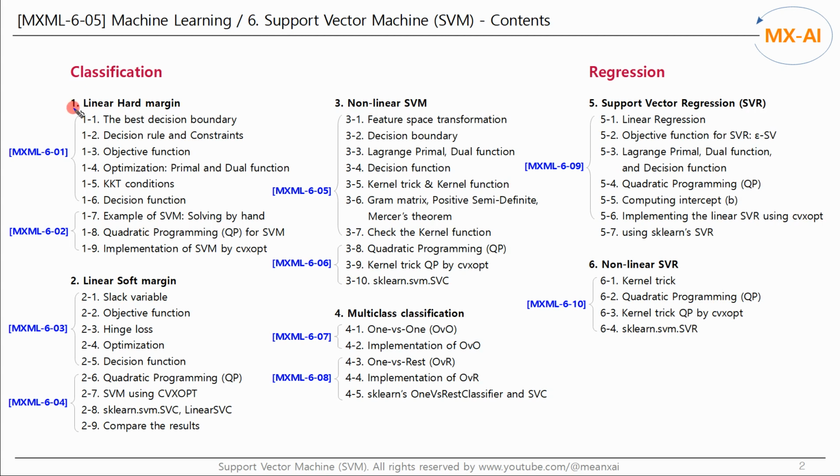In the last video, we looked at linear hard margin and linear soft margin SVM. In this and the next video, we will look at nonlinear SVM using the kernel function. In this video, we will look at the basic algorithm of nonlinear SVM. And in the next video, we will implement it using cvxopt and scikit-learn.